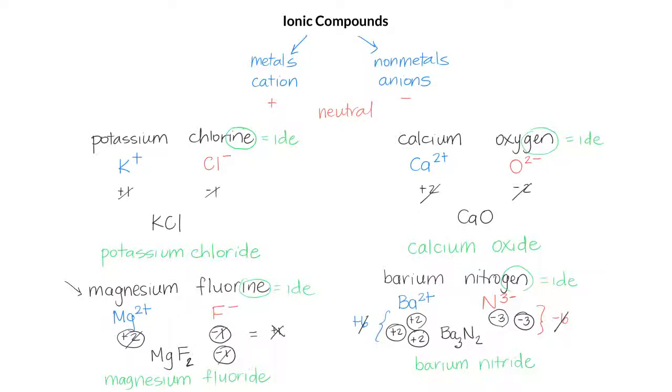The charge on the cation becomes the subscript for the anion. Remember that it's just like there's a 1 here, and so you have a 1 here and a 1 here. If we look at our barium nitride example, we see the same thing. The charge for the anion became the subscript for the cation, and the charge on the cation became the subscript on the anion.